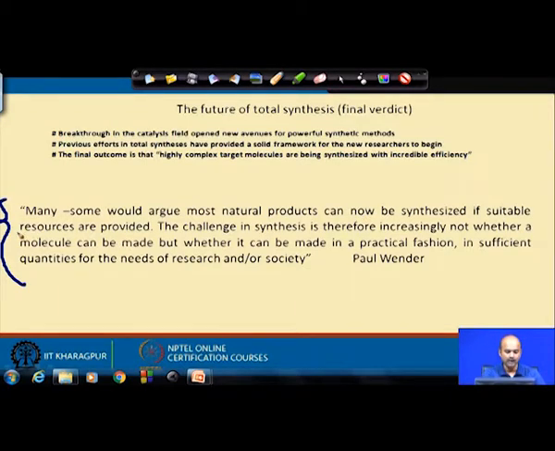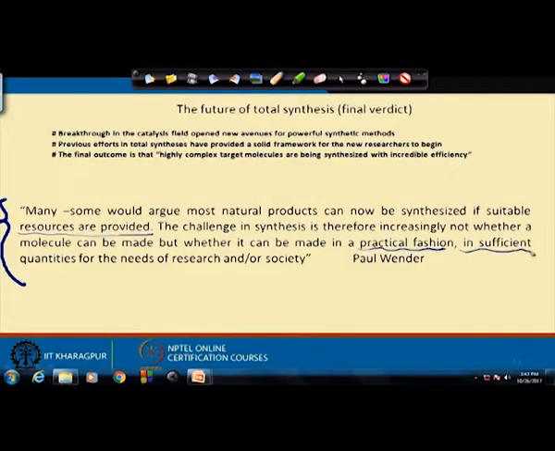I am trying to highlight these things. If you are given suitable resources, you can make any target molecule, but the challenge in synthesis is therefore increasingly not whether a molecule can be made, but whether it can be made in a practical fashion. What is more important, it should be cost effective, economically viable for a country like ours, and in sufficient quantities.